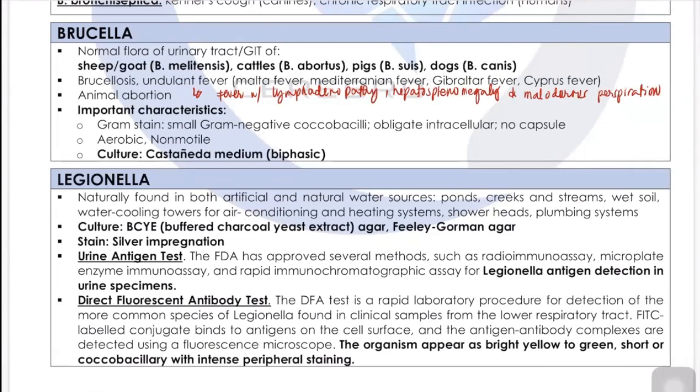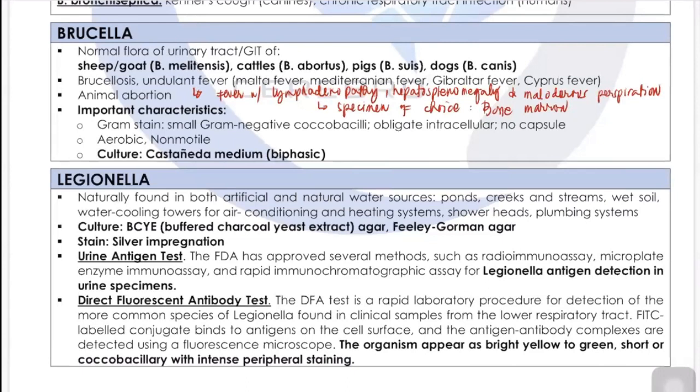And let us take note of the specimen of choice. Okay, the specimen of choice for the isolation of Brucella would be bone marrow. Okay, now important characteristics: Brucella is a gram-negative fastidious bacilli. Okay, obligate intracellular, and it has no capsule, unlike Bordetella pertussis. It's aerobic and non-motile. Okay, and it can be grown on Castaneda medium, which is a biphasic medium.